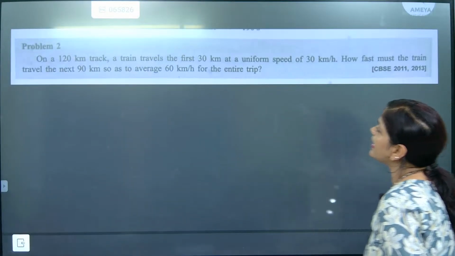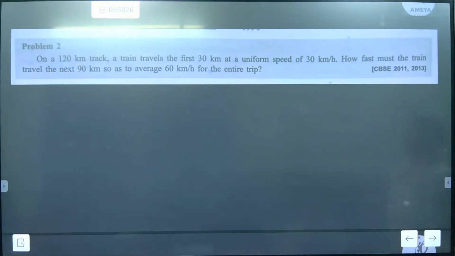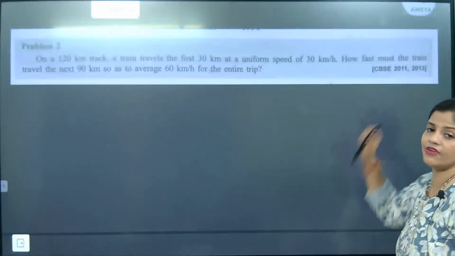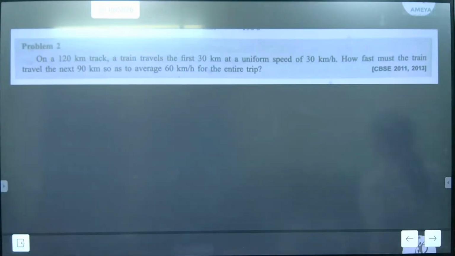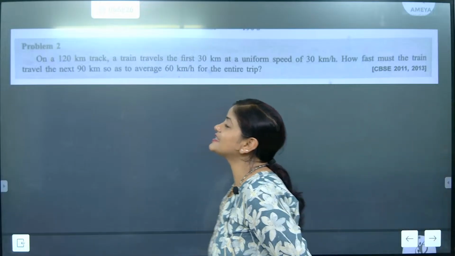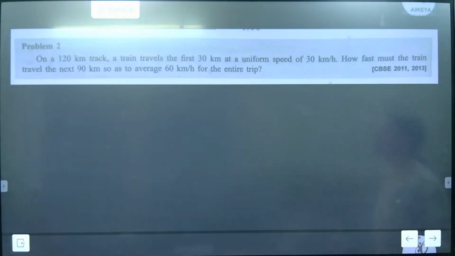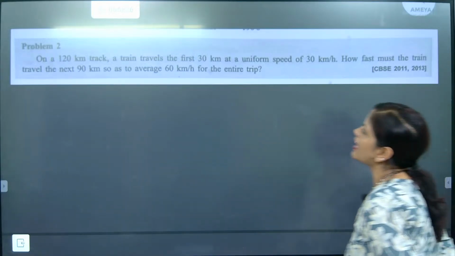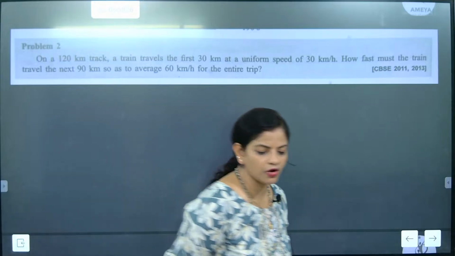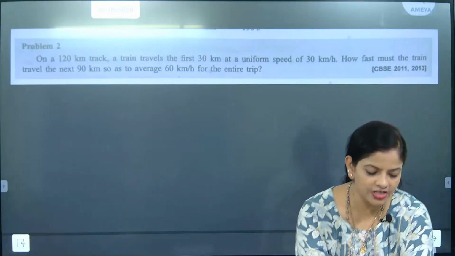On a 120-kilometer track, a train travels the first 30 kilometers with a uniform speed of 30 kilometers per hour. This question came in CBSE 2011 and 2013. How fast must the train travel the next 90 kilometers so that the average speed is 60 kilometers per hour for the entire trip? Come on, start doing it. Try this question.